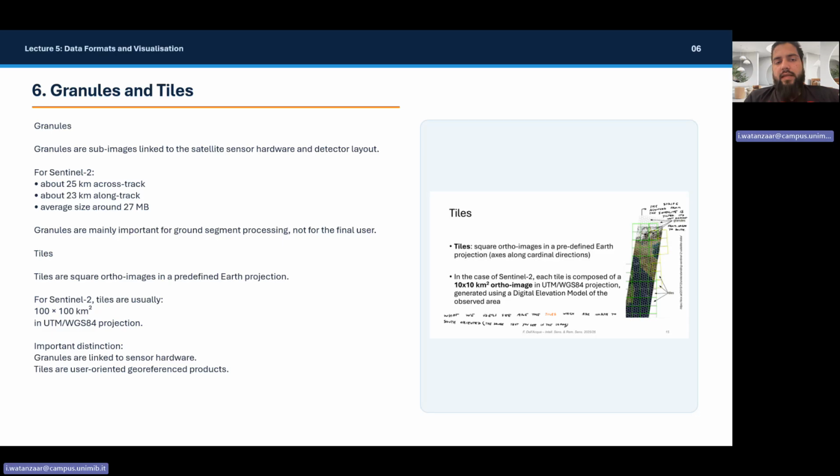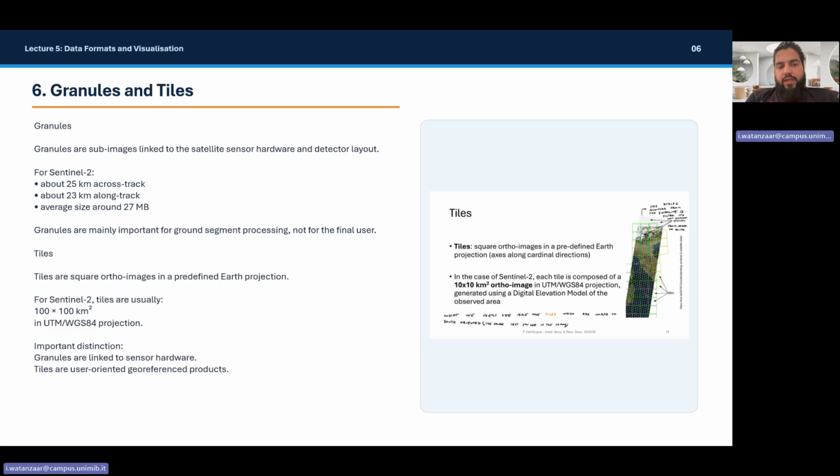What are tiles? Tiles are square ortho images in a predefined earth projection. In simple terms, tiles are the mathematically corrected parts of the complete stripe, and that's why they are called ortho images in a predefined earth projection. For Sentinel-2, tiles are usually 100 by 100 kilometers square, in UTM and WGS 84 projection. So they are given in this projection of UTM in WGS 84, with tiles of 100 by 100 kilometer squares.